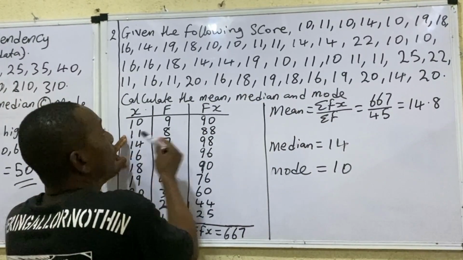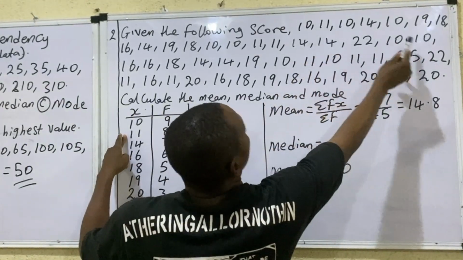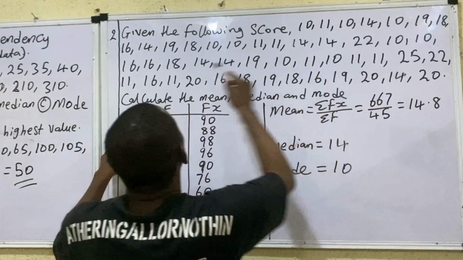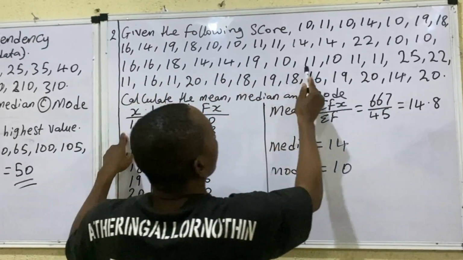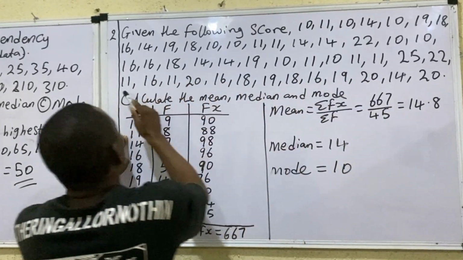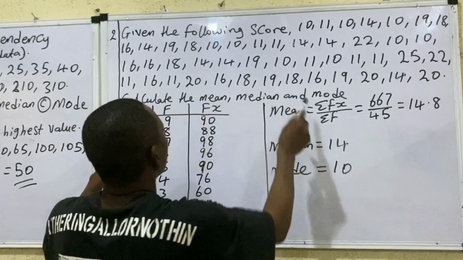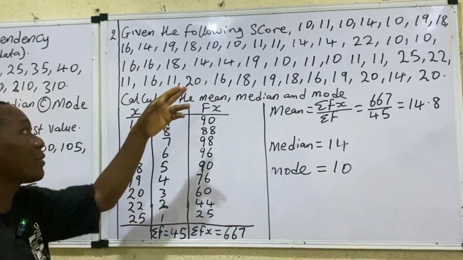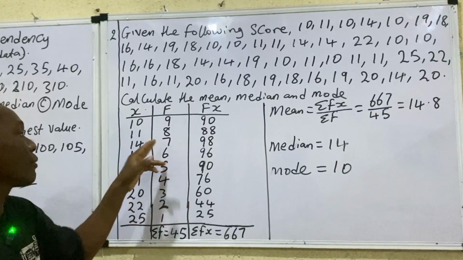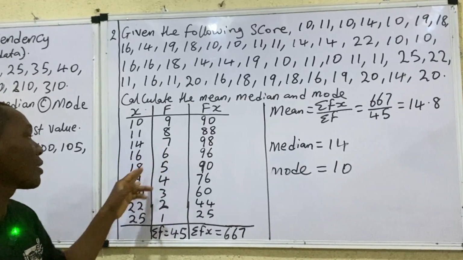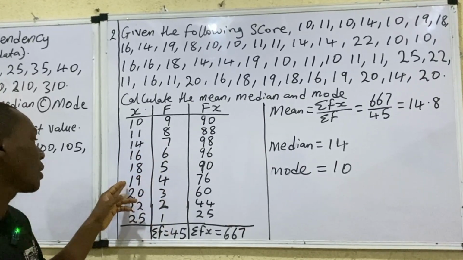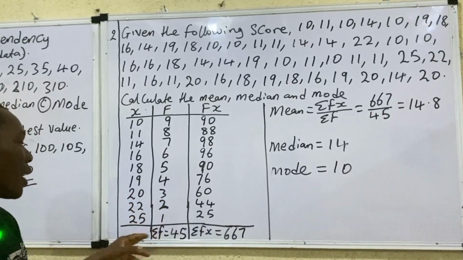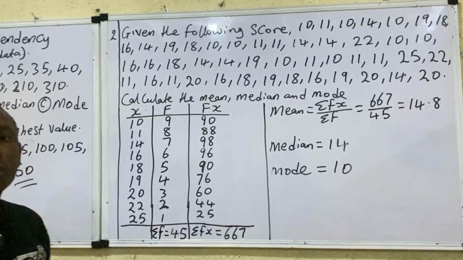How many times is 11 occurring? I'll count again: 1, 2, 3, 4, 5, 6, 7, 8. So 11 is occurring 8 times. You repeat the same process. In these values, you realize that 14 is occurring 7 times, 16 is occurring 6 times, 18 is occurring 5 times, 19 is occurring 4 times, 20 three times, 22 two times, and 25 occurring once.